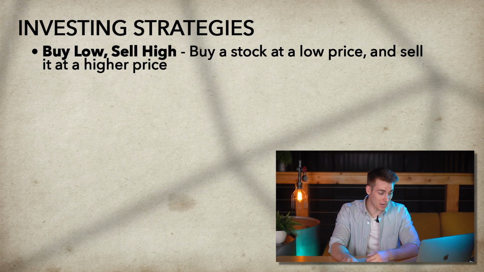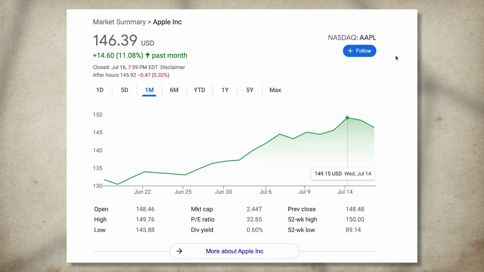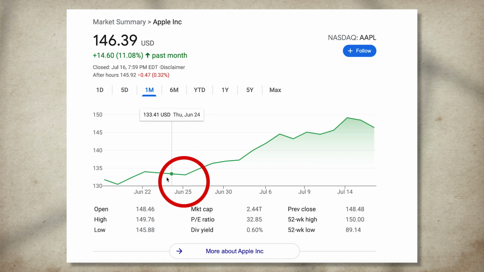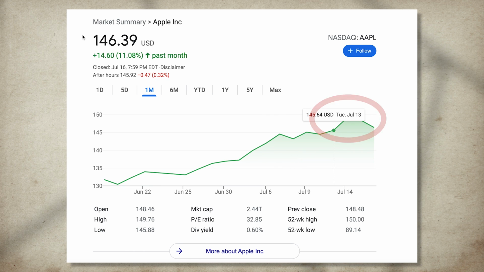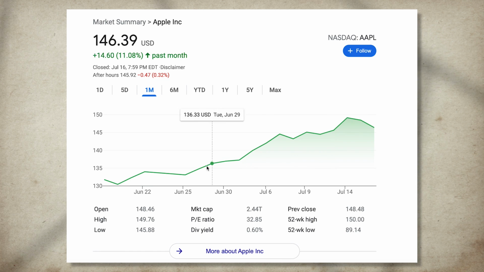This is not something I did execute on, but this is the month of July, and if we pull up Apple stock on Google, we can see that if we would have purchased one share of Apple around June 25th, which was roughly a little less than a month ago, when one share of Apple was priced at $133.11, we could have sold it today, when Apple is priced at $146.39, and would have pocketed the difference, which is obviously a little bit more than $10 there. So that's pretty much the most basic way of investing into the stock market. You buy low, you sell high.